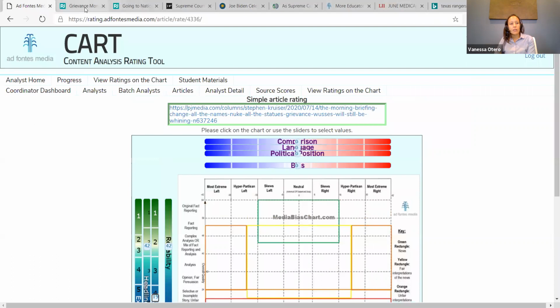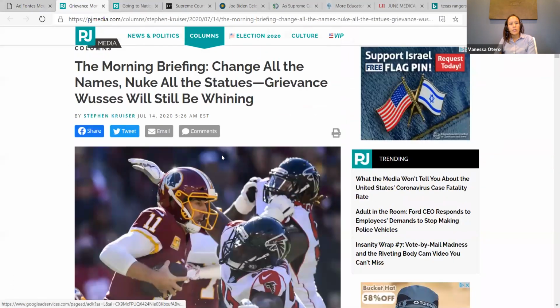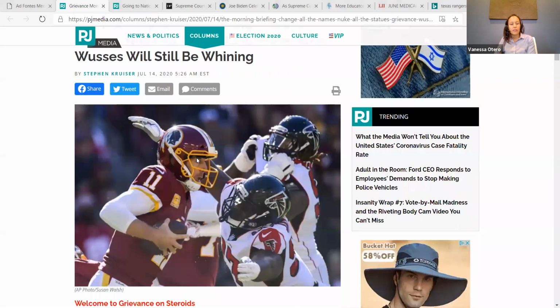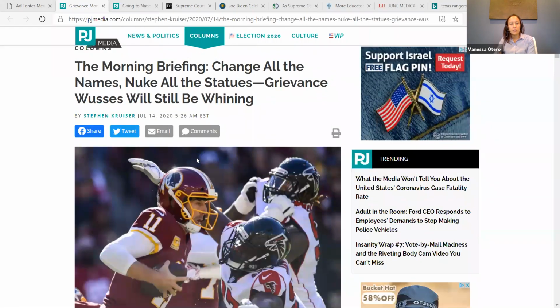Headline and graphic, let's go back to here. We've got, this is just a football team. So graphics kind of neither here nor there. I think we'd rate that as acceptable for a graphic. The morning briefing: change all the names, nuke all the statues, grievance voices will still be whining. Certainly hyperbole. And headlines you rate as a combo of expression and veracity.